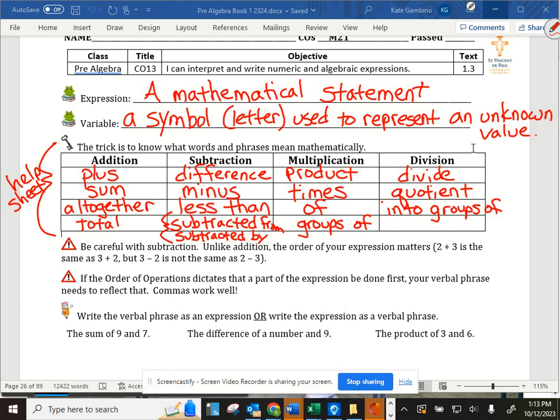If the order of operations dictates that part of the expression be done first, your verbal phrase needs to reflect that. Commas can help with that. So I'm going to show you what that means. But we have to think about that order of operations and how we write it out. That verbal phrase means instead of writing the numbers out, we're using our words. So let's see how this works.